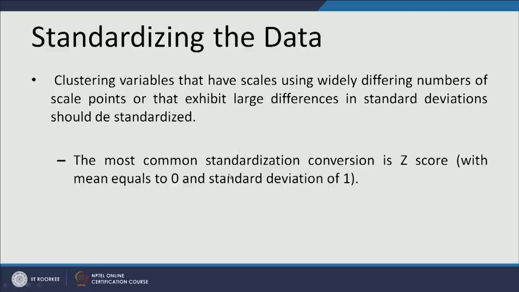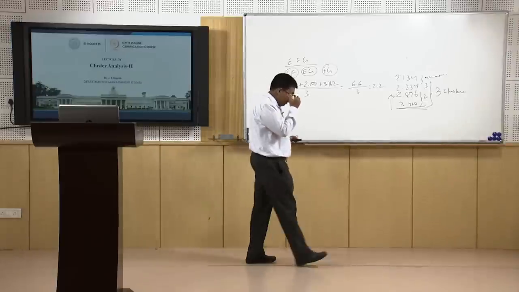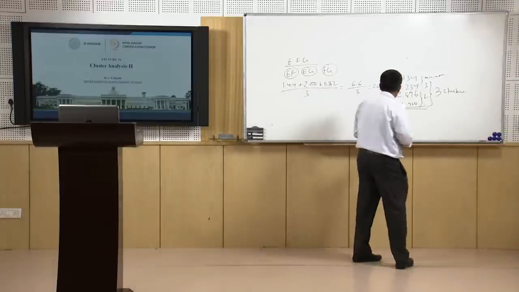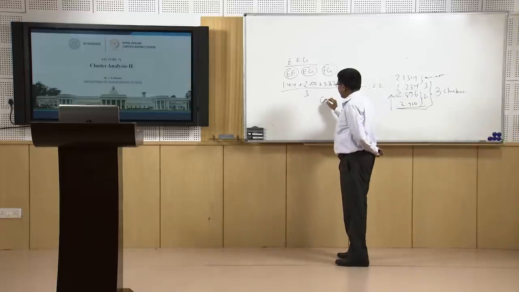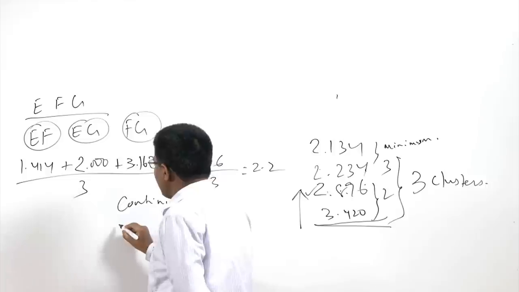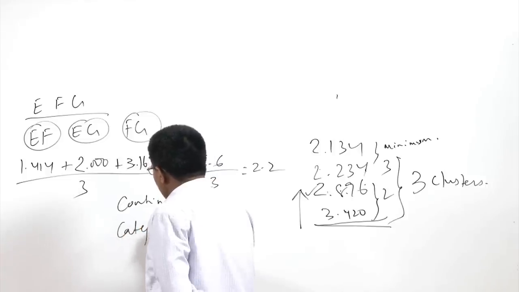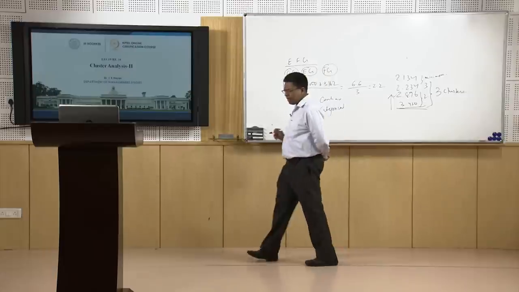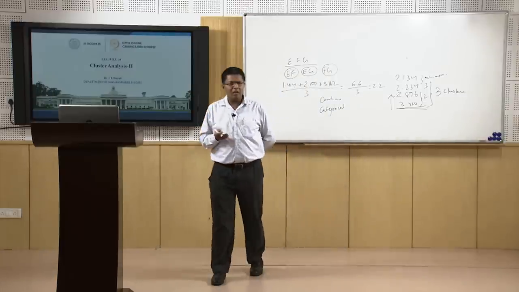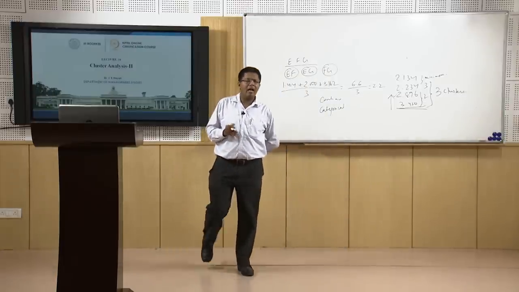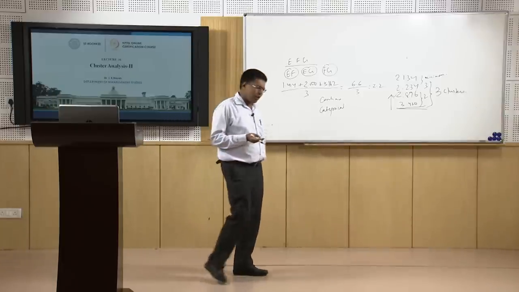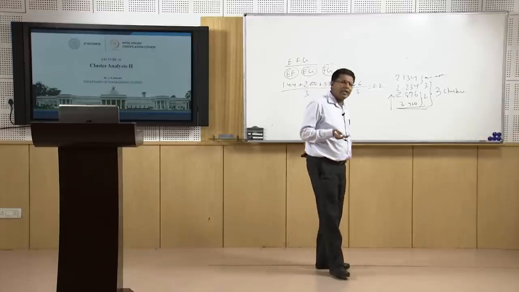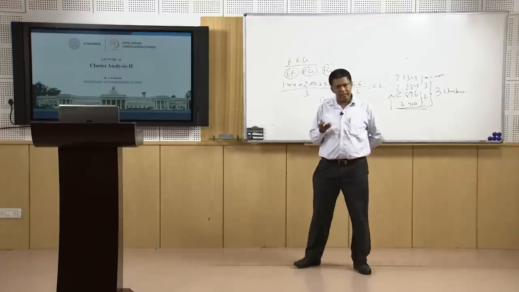Now the question is, when you are having attributes, as I said, your attributes could be measured in several scales. Some could be continuous, some could be non-continuous, categorical also. So if I have a condition where my variables are both categorical and continuous, can I use both the attributes for analyzing or making a cluster analysis? Yes, you can do it.